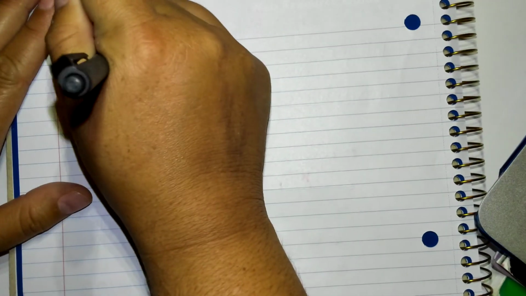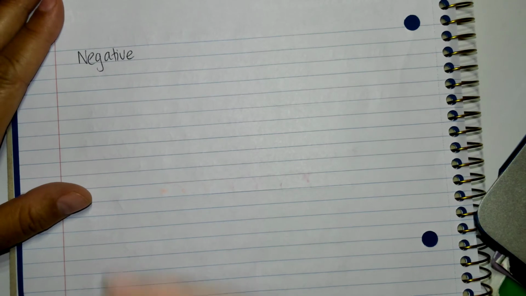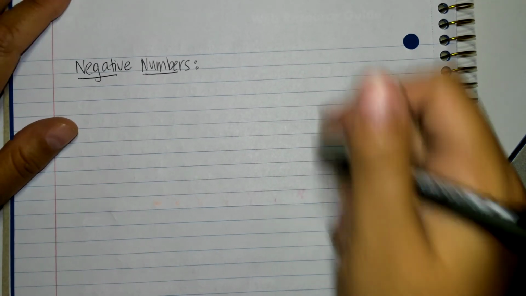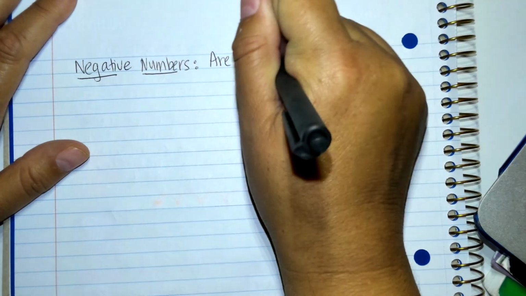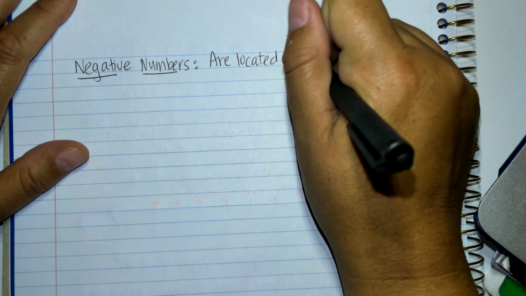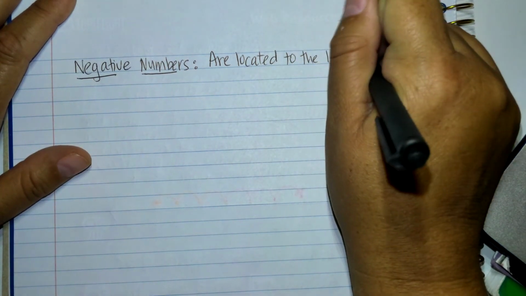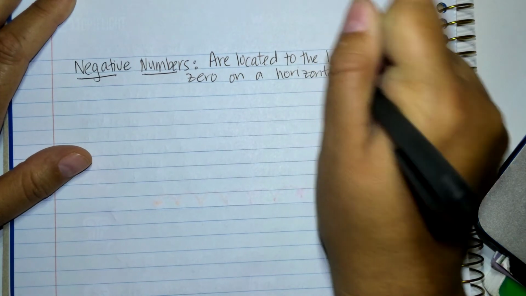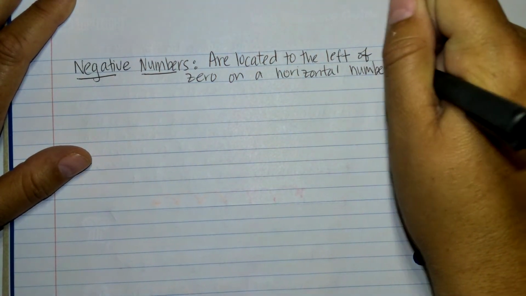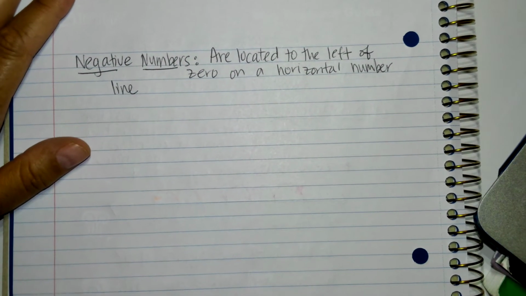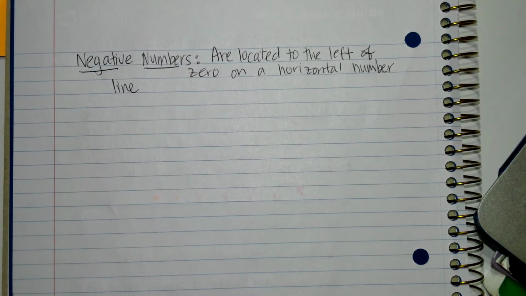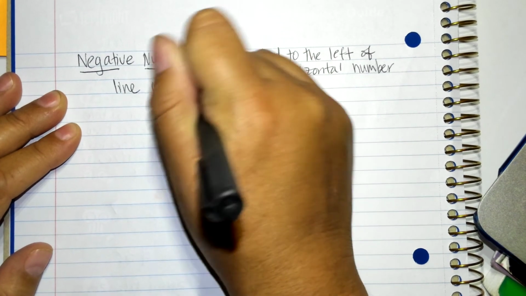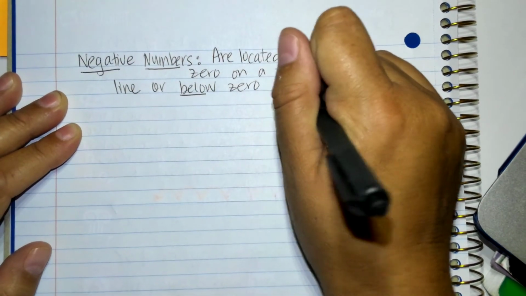Now we're going to describe negative numbers. And just like the opposite of positive numbers, negative numbers are located to the left of 0 on a horizontal number line, or below 0 on a vertical number line.